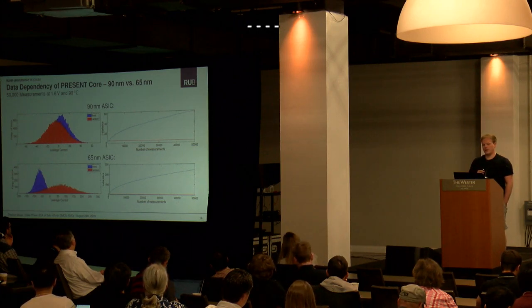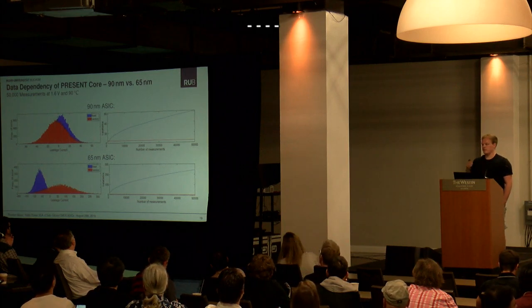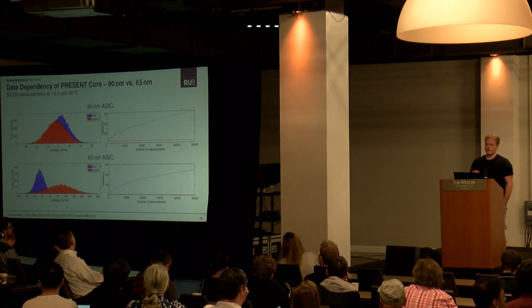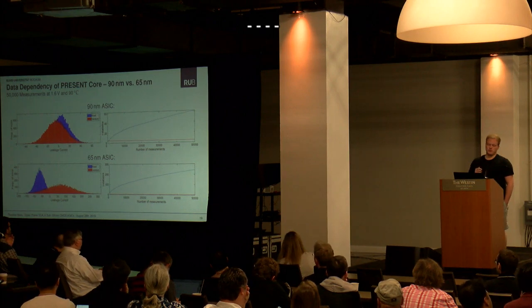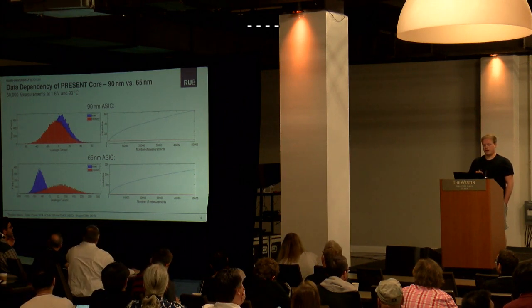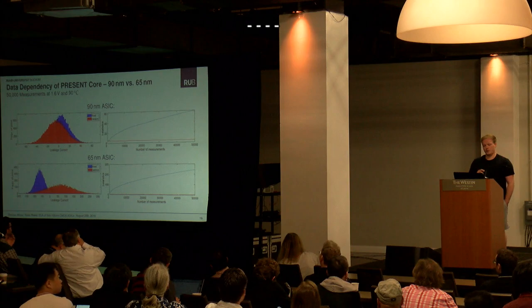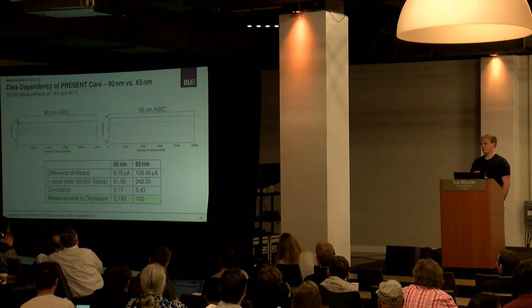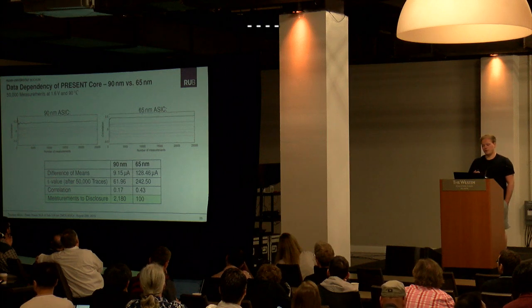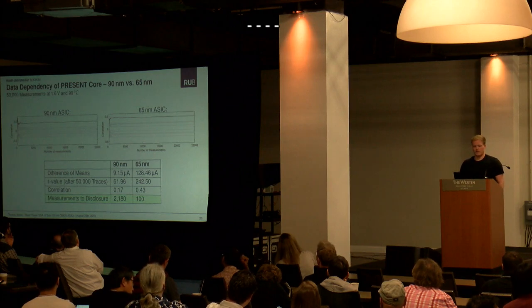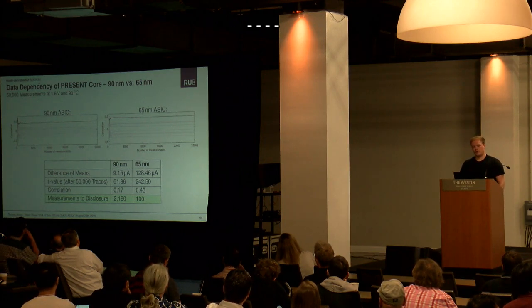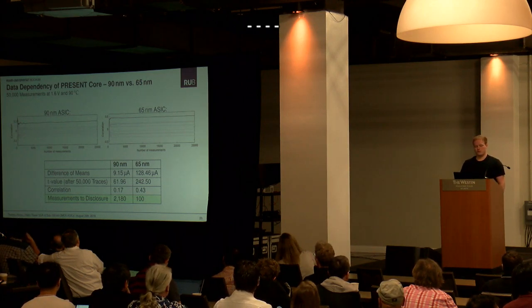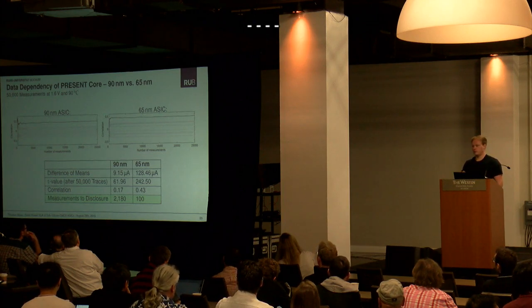On the 90 nanometer ASIC, you can see that the difference in the means between the two distributions, and also the difference in the variances between the two distributions, fixed versus random, is much smaller, so the 65 nanometer ASIC is much better exploitable. You can see that also when we target an S-box output for a CPA. Here you can see that the difference of means is increased roughly 12-fold, and the measurements to disclosure, so the measurements that we need to break the implementation, is decreased by a factor of about 20.